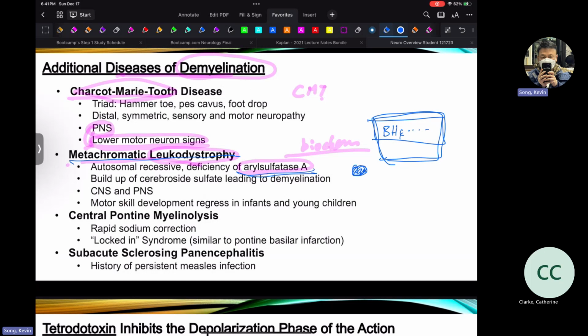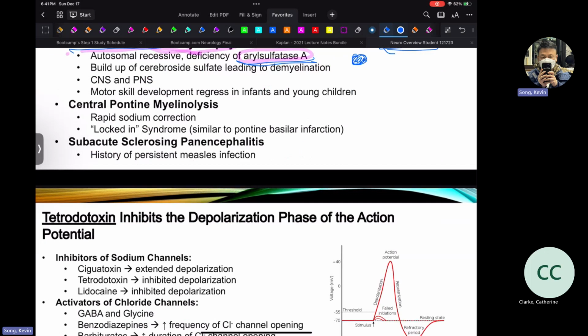Okay. And another thing is central pontine myelinolysis. This one is kind of important because it causes locked-in syndrome. Do you know what locked-in syndrome means? In terms of the symptoms, it's very, very unique. All but the eyes are paralyzed.